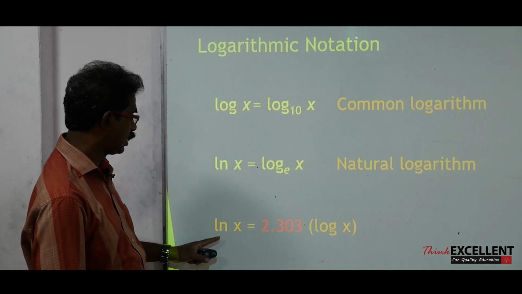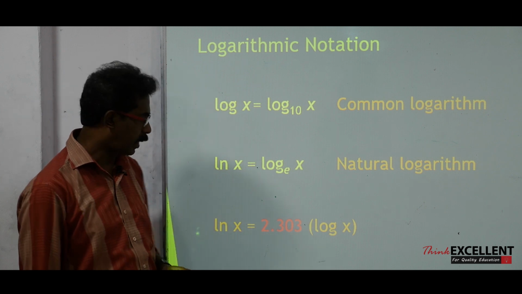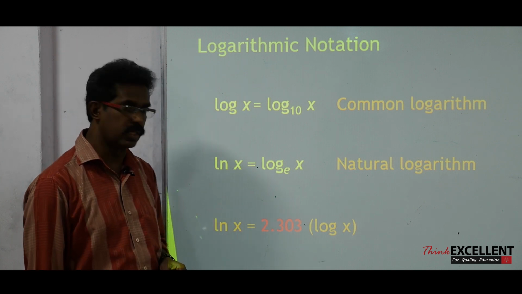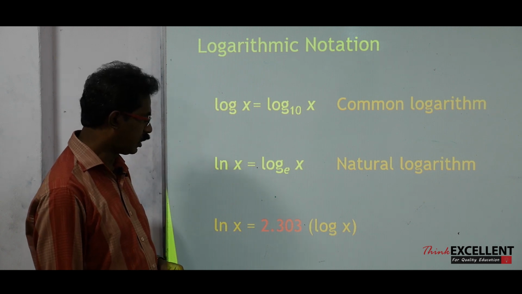Ln x, that is natural logarithm, you can convert into common logarithm by multiplying by 2.303. So ln x is equal to 2.303 into log x. In our next video, we will see MCQs from this topic.